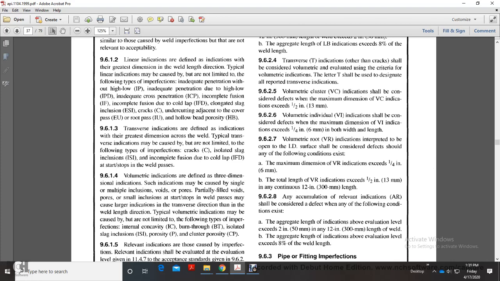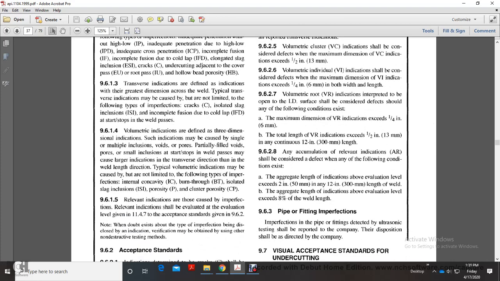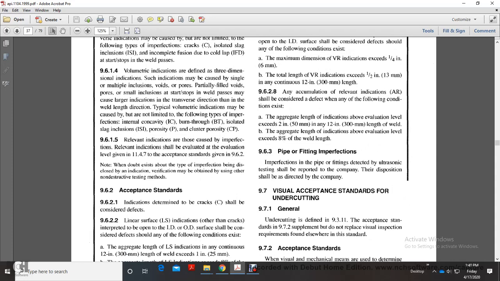Any accumulation of relevant indications shall be considered a defect if any of the following conditions exist: the aggregated length of indications above the evaluation level exceeds 2 inches in any 12-inch length of weld, or the length of indications above the evaluation level exceeds 8% of the weld length. 9.6.3 Pipe and fitting imperfections. Imperfections of the pipe and/or fittings detected with ultrasonic testing shall be reported to the company. The disposition shall be directed by the company.